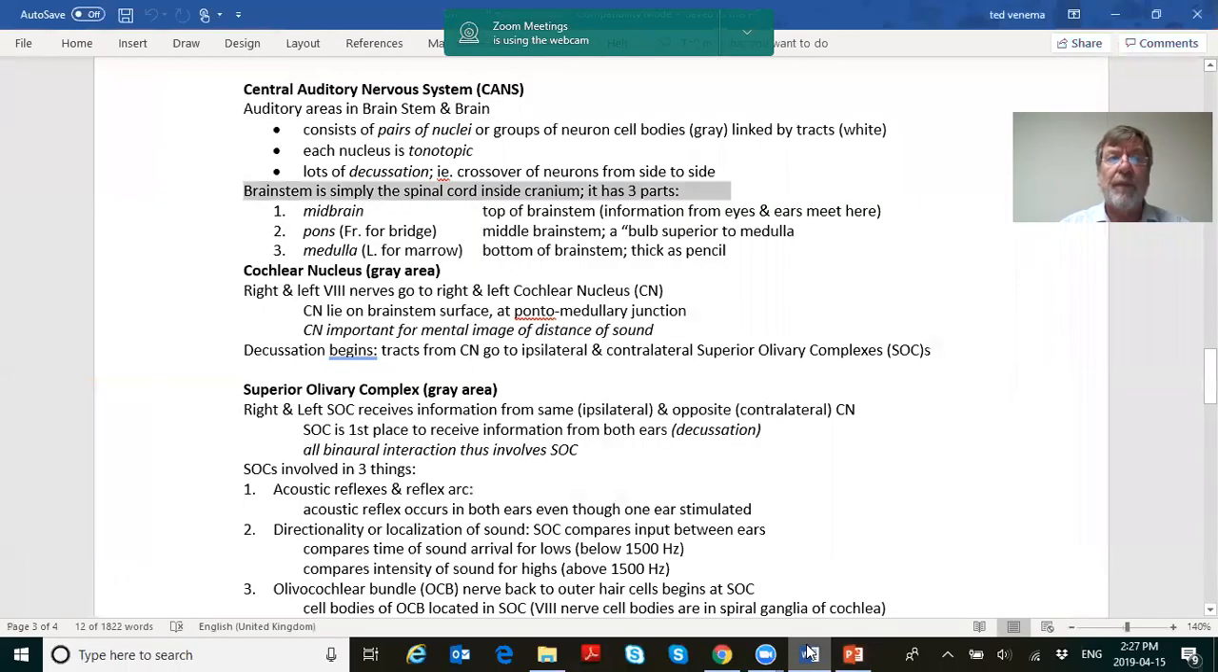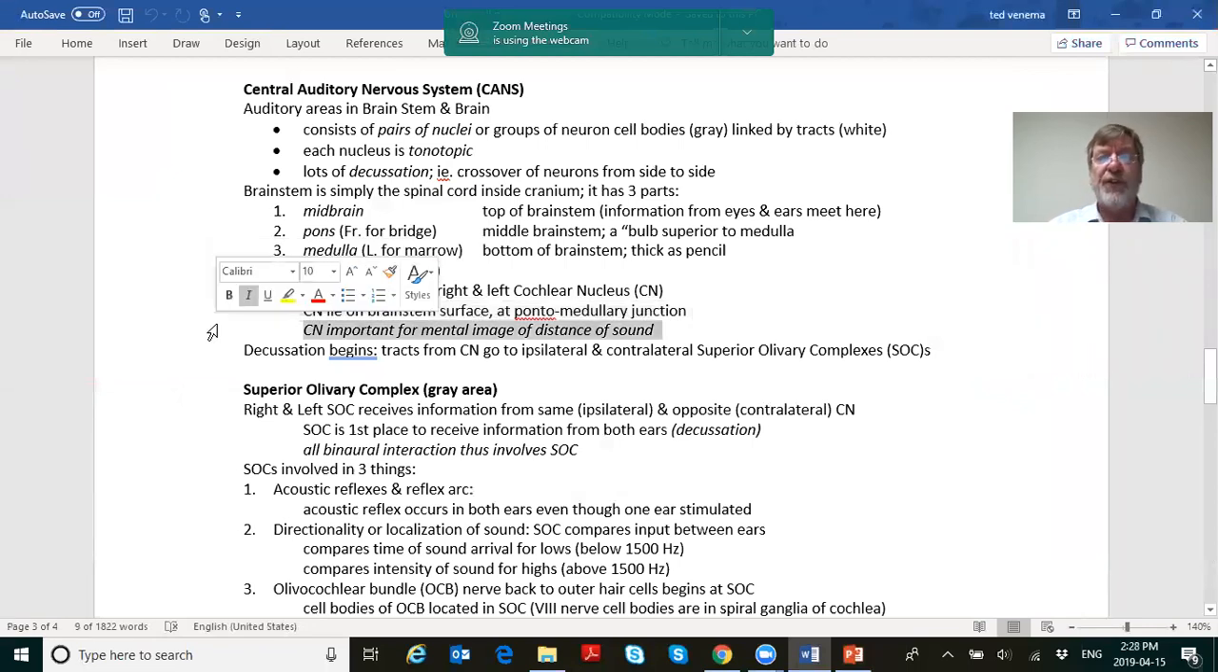Go to our notes. Cochlear nucleus, the first area. It's a gray area. Right and left 8th nerves go to the right and left cochlear nuclei. They lie on the brainstem surface at the pontomedullary junction. They're important for making a mental image about the distance of sound. Think of an owl in a barn that hears the rustling of a mouse under the hay. The owl is able to get an idea about the direction, and also, not the direction so much, but the distance.